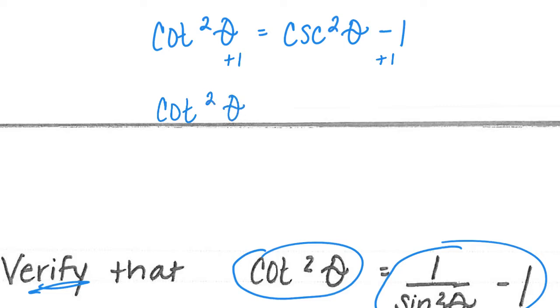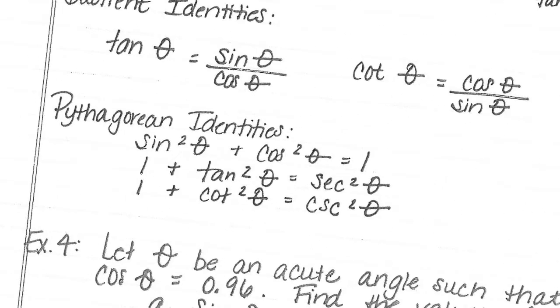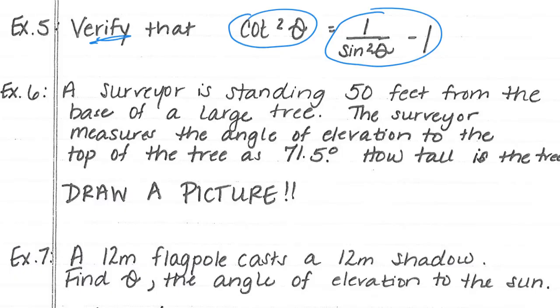Cotan squared theta plus 1 is equal to cosecant squared theta is where I'm going to keep this, because if you can remember our trig identities, cotan squared theta plus 1 is equal to cosecant squared theta. And I think that's where we landed. All right, so my notes aren't very good, but we're moving on to example 6.